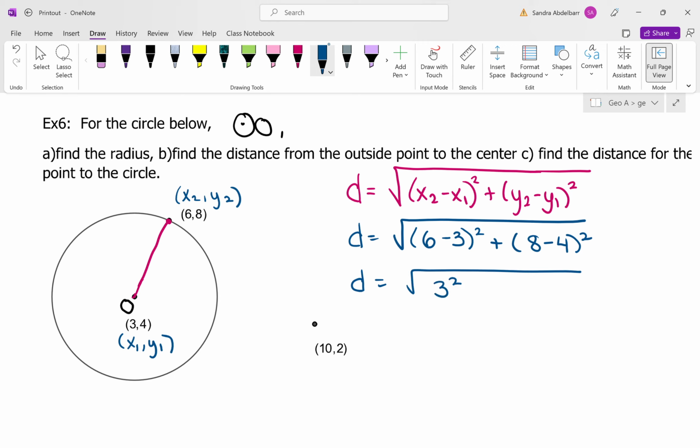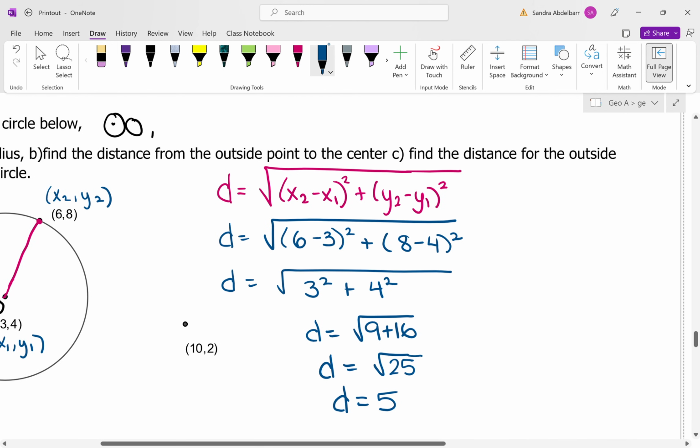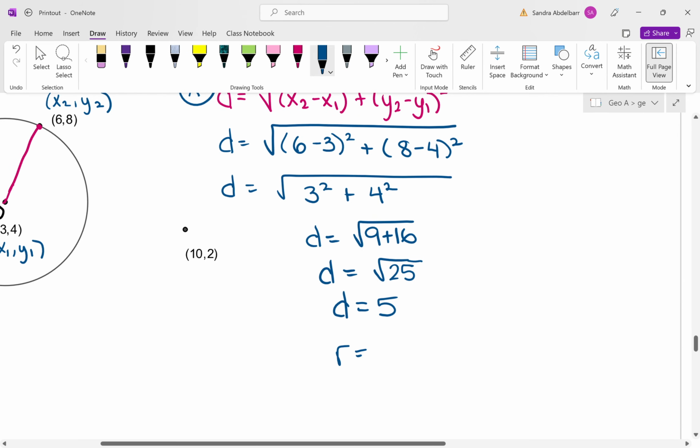So we are left with the root of 3 squared plus 4 squared. So d will equal the root of 9 plus 16, which is the square root of 25. What is the root of 25? 5. What does this mean? The radius is 5. So for part A, this was all part A, we have radius is equal to 5.